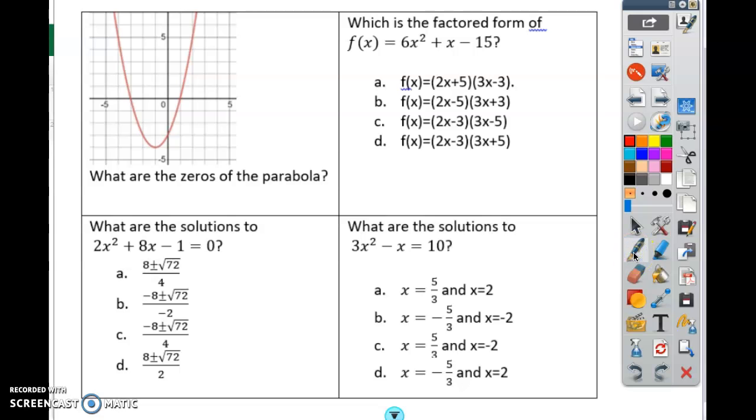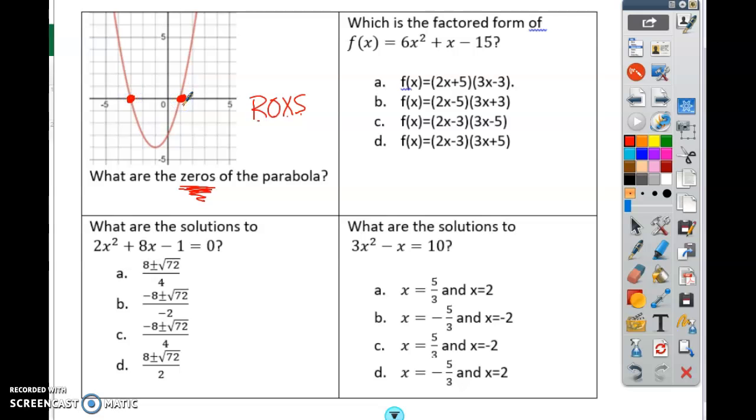Okay, so problem number 1, zeros are found right here. So you need to be thinking of the acronym ROCKS. That's roots, zeros, x-intercept solutions. They all mean the same thing. So if you're looking at zeros, they're asking you for the x-intercepts.